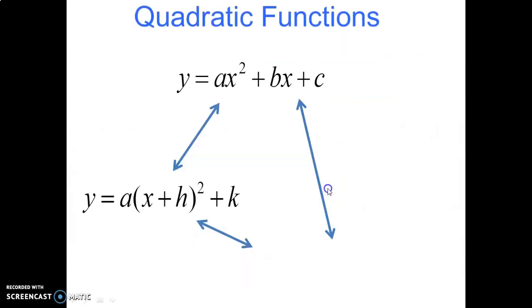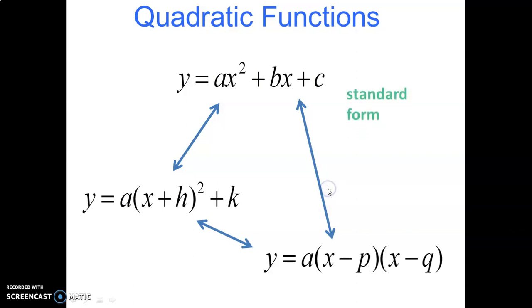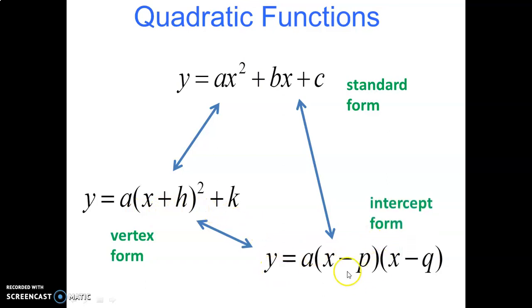Alright, let's recap. We have three forms of quadratics. One is called the standard form, one is called the vertex form, and one is called the intercept or factored form. We've been dealing with standard form for a while now. You should be familiar with those.